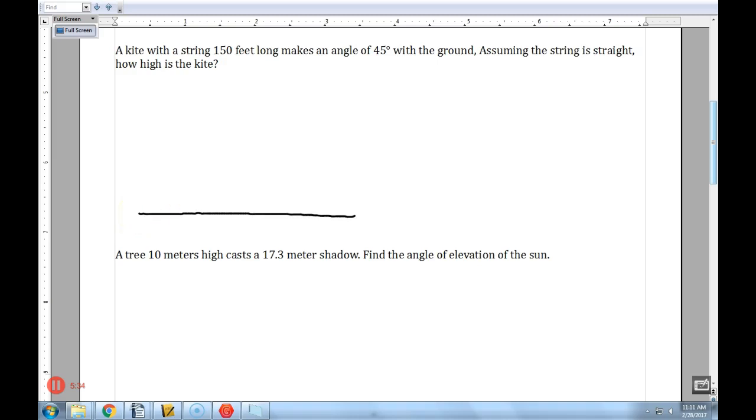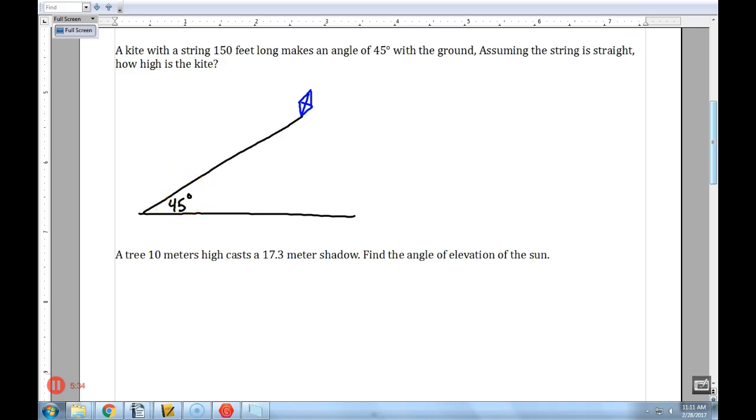Alright, then we have some kite up here. Put this kite up here in the air. A rhombus. So there's my kite. And it has a 150 foot long string. So the string's going, it's really windy out. String's coming right down here to the ground. And it says it makes a 45 degree angle with the ground.